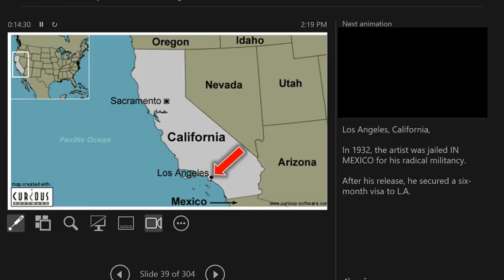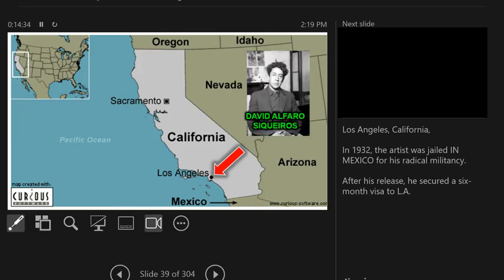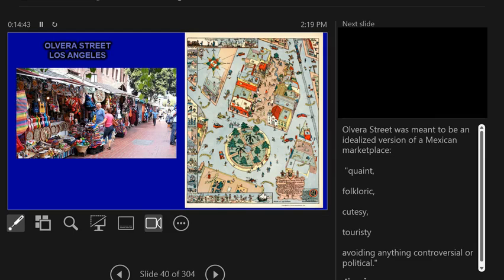In 1932, Siqueiros was jailed in Mexico for his radical militancy. But after his release, he secured a 6-month visa to Los Angeles. And he comes here to Olvera Street in Los Angeles.